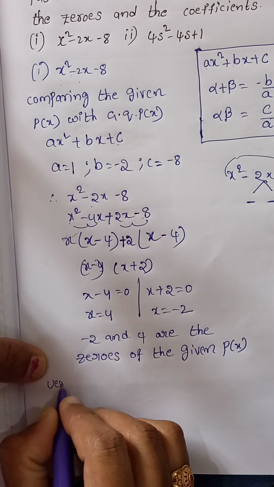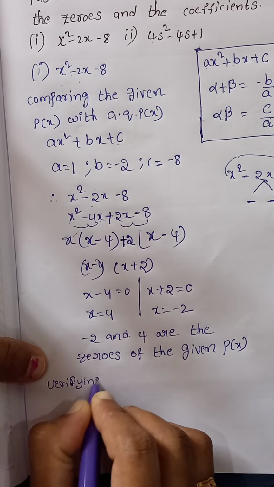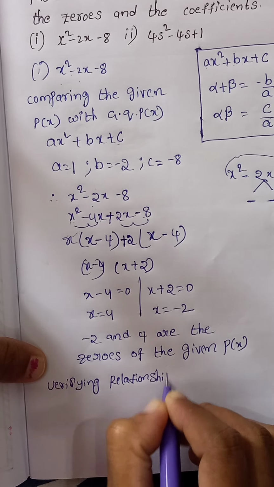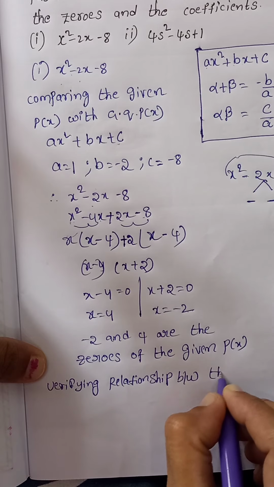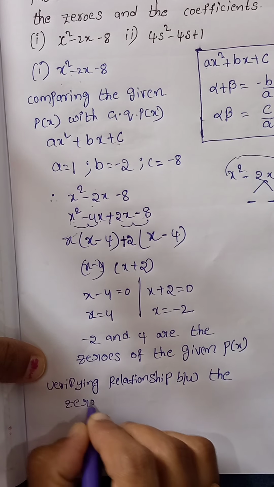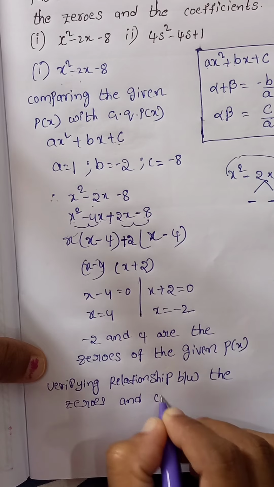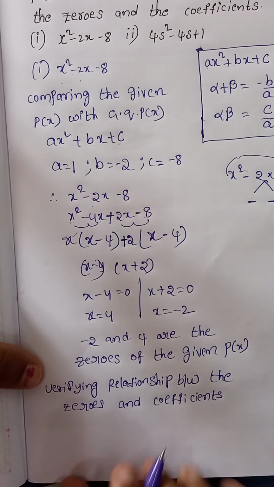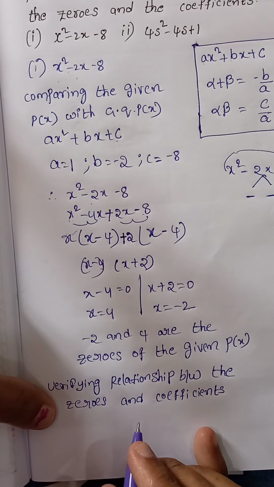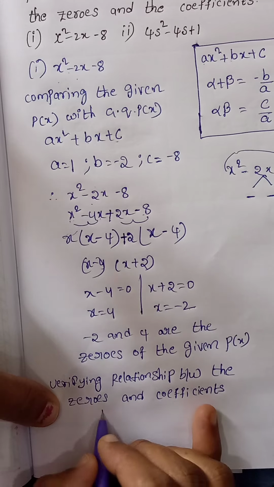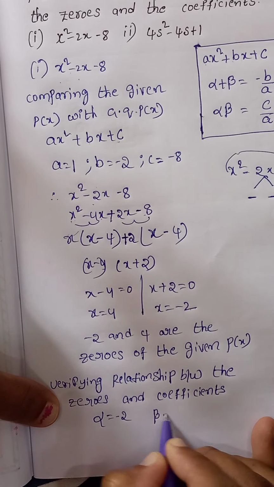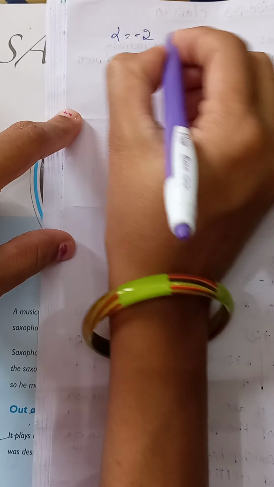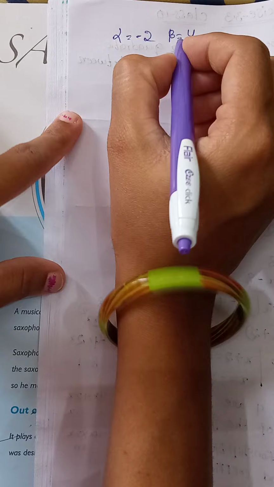Okay, now we need to verify the relationship between the zeros and coefficients of the terms. So here let us assume alpha equal to minus 2 and beta equal to 4.